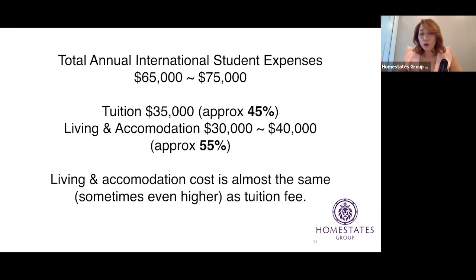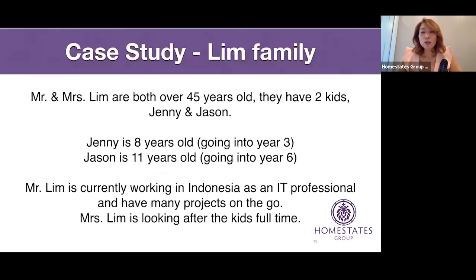So we now all know living and accommodation cost is almost the same or sometimes higher than the tuition fee. So what is it that we could do to look at how we could save this money, or let's say we're going to spend the same amount of money, how can we best utilize this, and at the same time maybe have a chance where the family can relocate to Australia, have a new start. Right, so we've got this Lim family here as a case study.